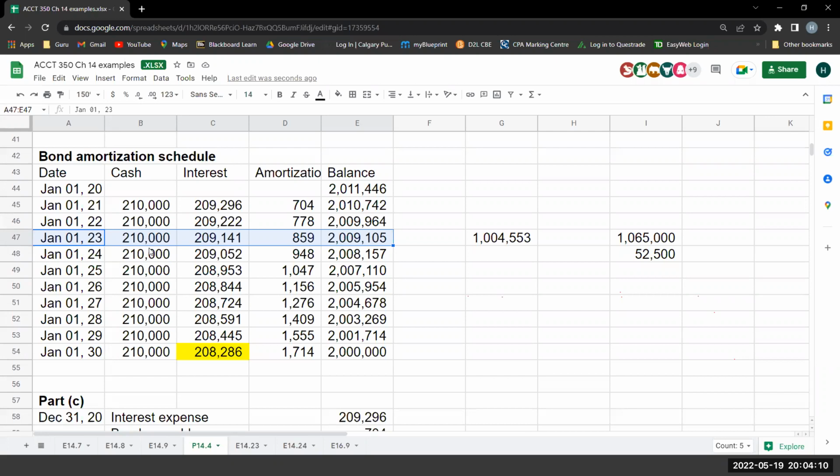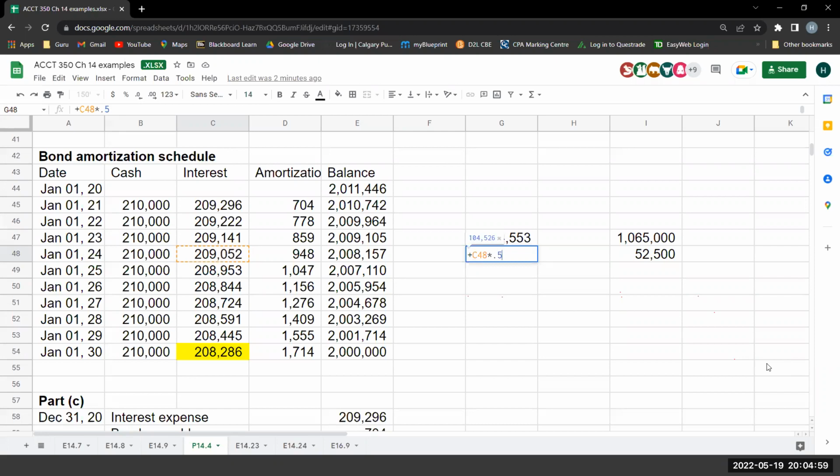Now, if I had not retired the bonds, the interest expense that I would have recorded next would have been $209,252. That's how much I would have recorded on December 31st of 2023. Now, since I'm retiring half the bonds, I want to make sure that I've updated interest expense. All right, 209,052 is the total amount of interest expense for all of the bonds for the entire 2023 year. I'm buying back half the bonds, so times half.